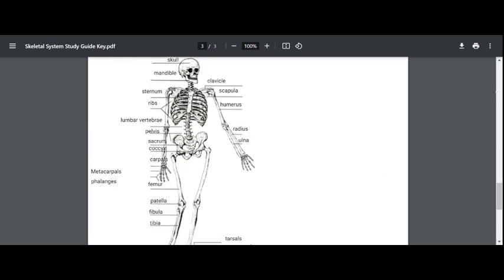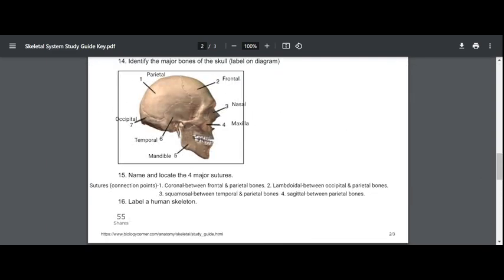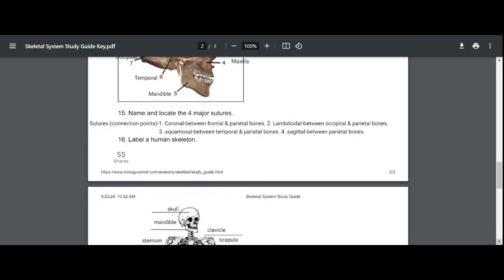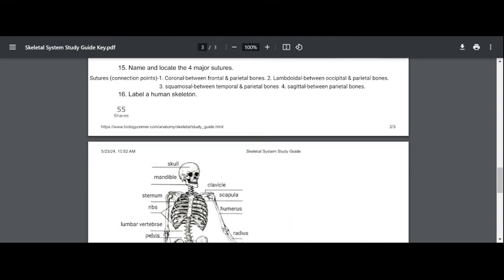Okay, 15, you're going to name and locate the 4 major sutures. All right, so for question 15, it says name and locate the 4 major sutures. So again, we have 4 different sutures. Sutures are connection points. The first suture is coronal, which is located between the frontal and parietal bones.